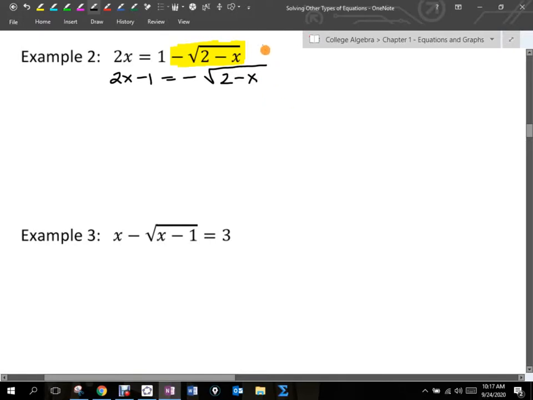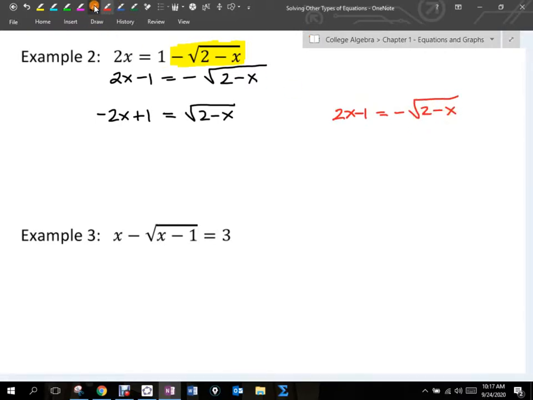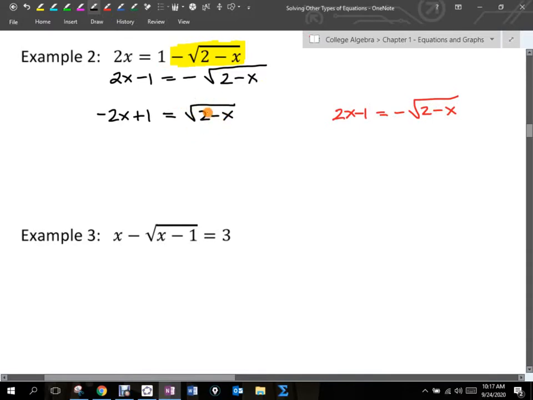So if I divide both sides by a negative 1, or multiply by a negative 1, I get negative 2x plus 1 on the right-hand side, and I get root 2 minus x on the left-hand side. If you left it alone, you would have had 2x minus 1 equals negative root 2 minus x. In each situation, because the root is isolated, you are going to square both sides, right?